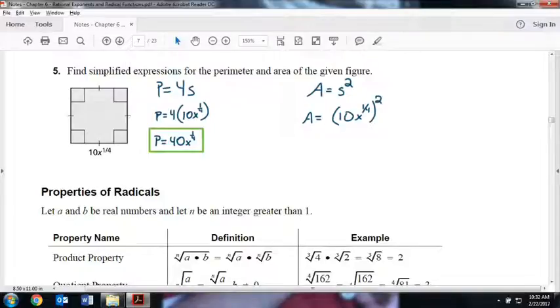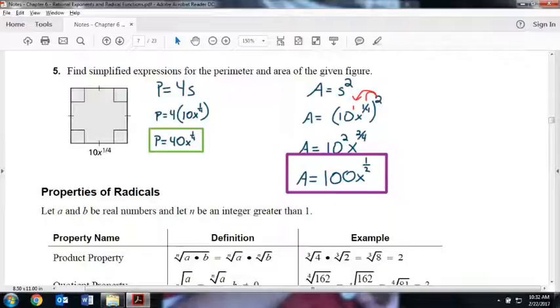Go ahead and pause and see if you can finish it out. Okay, hopefully you did that. But here we go. So A equals, if I distribute that 2, remember, there's a 1 right there. If you forgot that 1, go back and fix it. So this becomes 10 squared and x to the 2/4, which we can reduce or simplify, 100x to the 1/2. And that would be your area. Okay? Good luck.